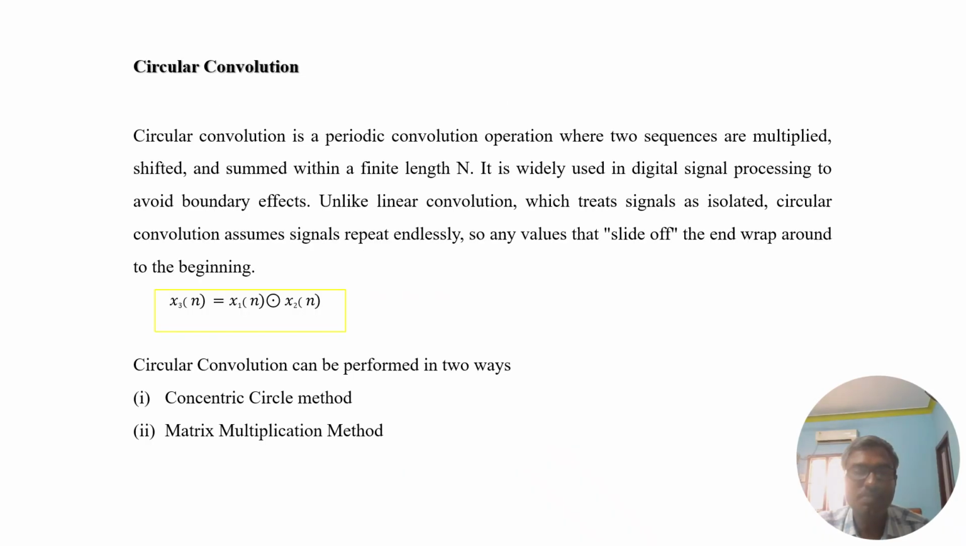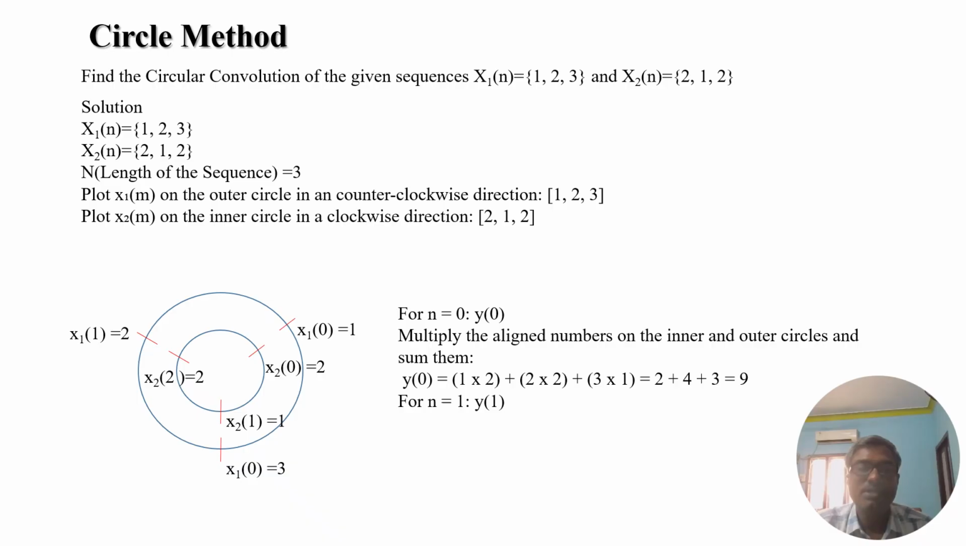Circular convolution is a periodic convolution operation where two sequences are multiplied, shifted, and summed with a finite length of n. The circular convolution can be computed in two ways. One is the concentric circle method, the second one is the matrix multiplication method. Now we will see an example problem for the computation of circular convolution. Find the circular convolution of the given sequences x1 of n equal to 1, 2, 3 and x2 of n equal to 2, 1, 2.